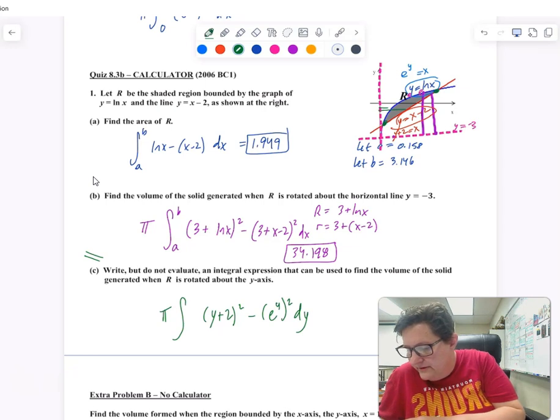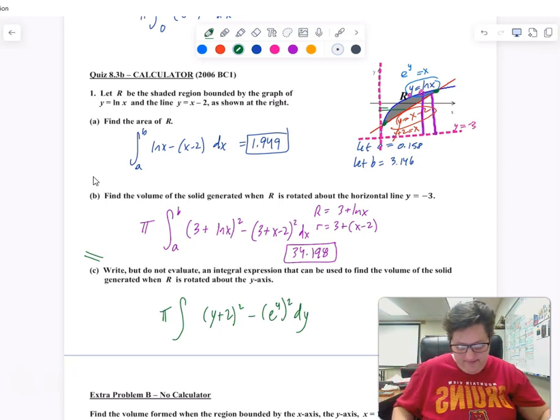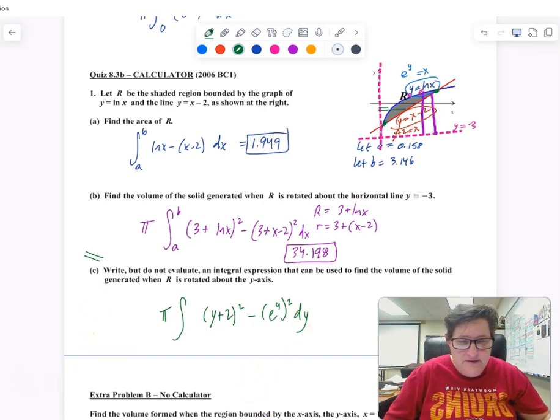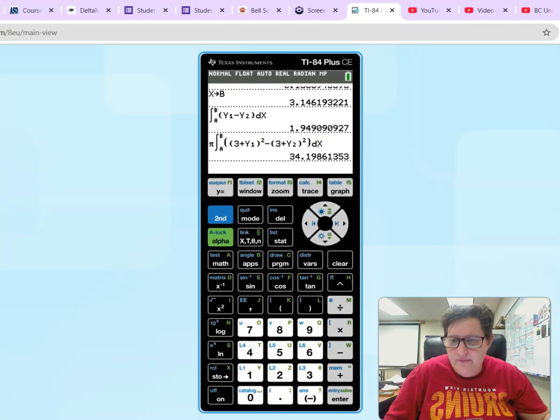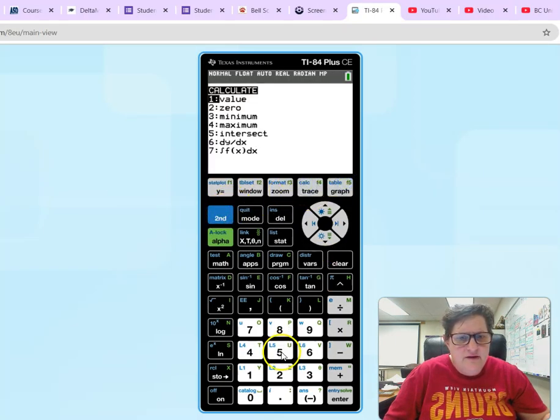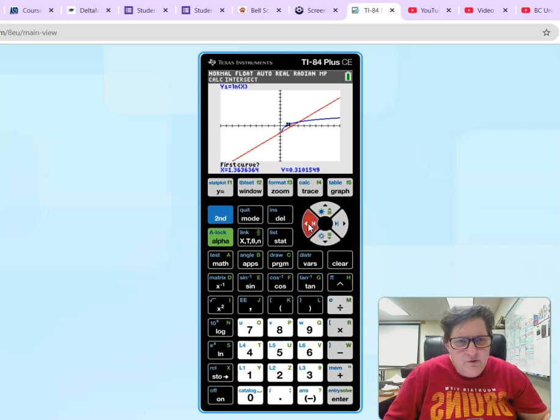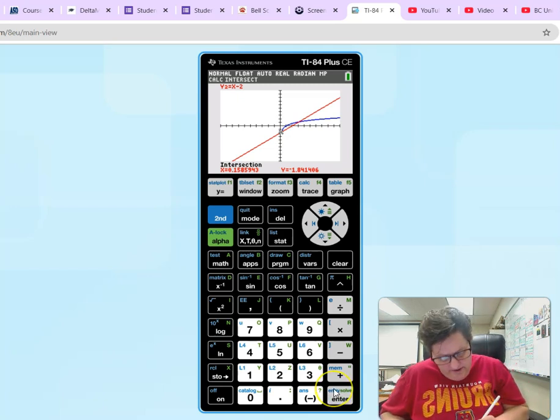Let's see, are we good? Yep, and it says write but do not evaluate. So the last thing I need is my points. Now, this is a little bit annoying because I had my points, but I'm not evaluating, so that's okay. So go back to the graph, calculate, intersect. This time I'm looking for the y-coordinate, okay? Make sure it's on the thing there. Okay, the y-coordinate is negative 1.841.